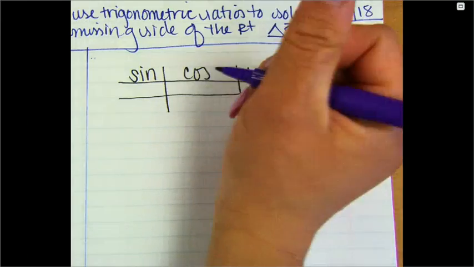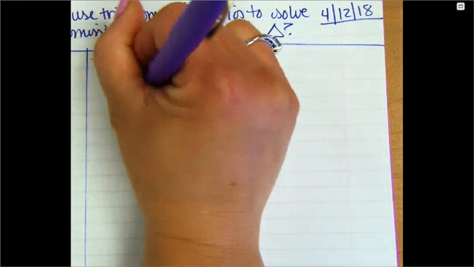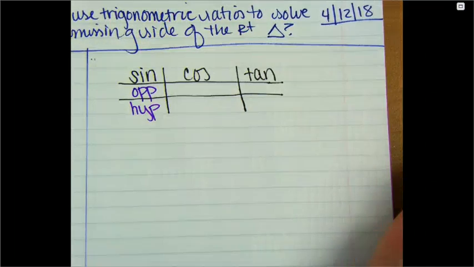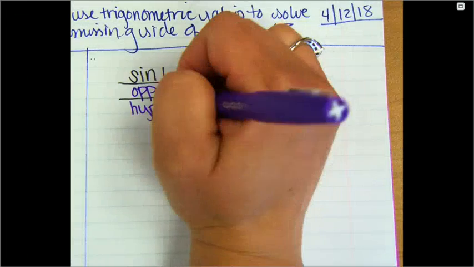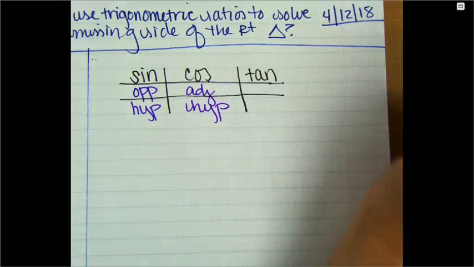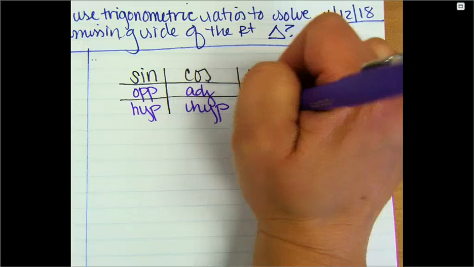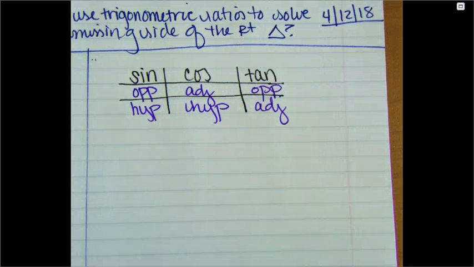Okay. Sine is what? What's your ratio? What are the words here? Opposite over hypotenuse. Cosine is what? Adjacent over hypotenuse. Tangent is opposite over adjacent. Very good. Remember?